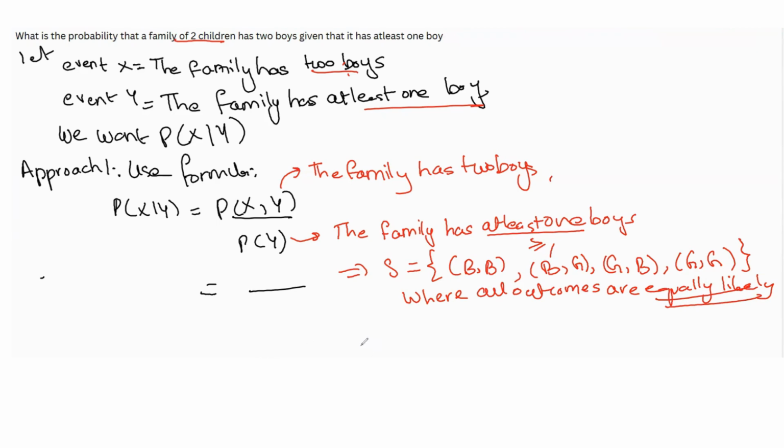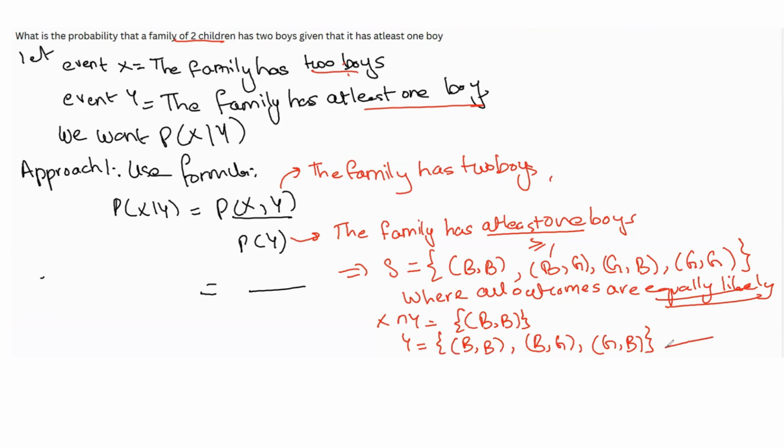Now in the sample space, let's see what the event X intersection Y is. X intersection Y is the family has two boys, so this event only has the outcome boy, boy. And what about Y? Event Y is the family has at least one boy. So this includes boy, boy, because at least one means greater than or equal to one. It could have one boy or two boys, so it could be boy, girl, and girl, boy. This event includes the outcomes where you have at least one boy.